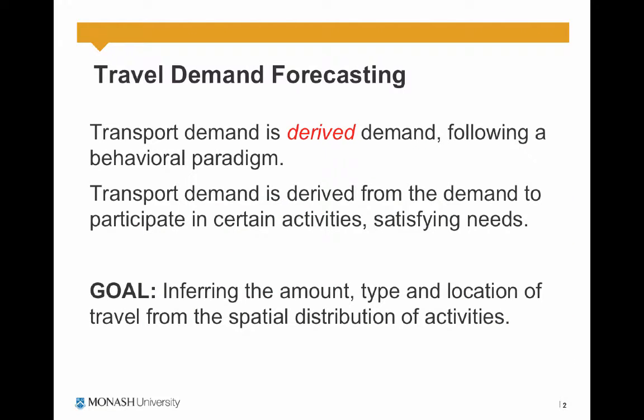As we discussed before, transport demand is derived and it follows a behavioral paradigm, meaning that there are a lot of human and behavioral factors involved in transport demand. Transport demand is derived from the demand to participate in different activities to satisfy needs. The goal in travel demand modeling is to estimate or infer the amount, type, and location of travel or trips from the spatial distribution of activities.